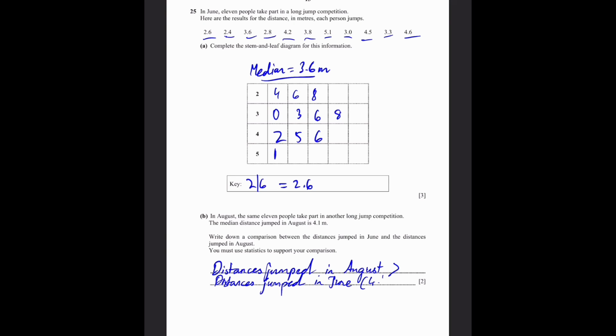Because 4.1 meters is greater than 3.6 meters, which are the median values, or the median averages. That's the answer. Question 26.